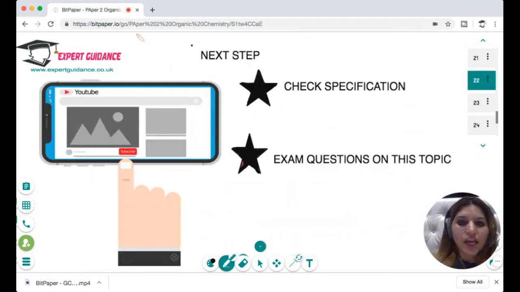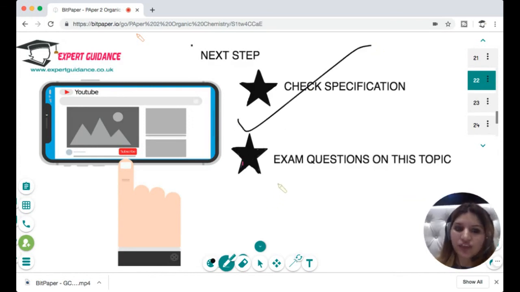As always, our next step: check the specification, make sure everything which is there in the specification is crystal clear to you, and do exam questions on this topic.